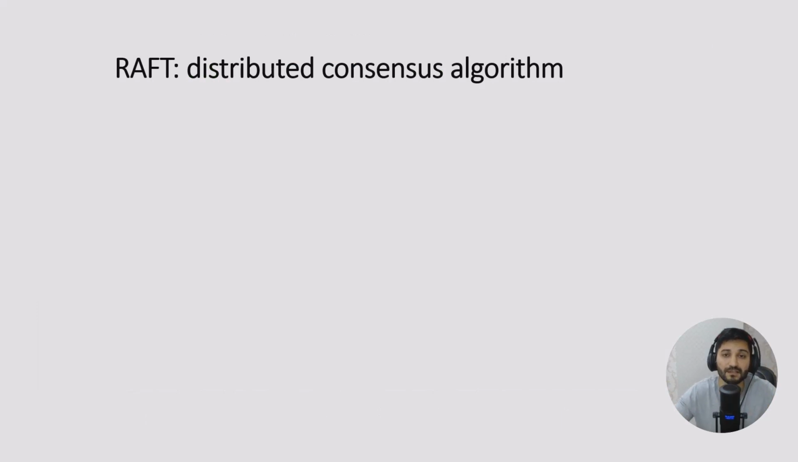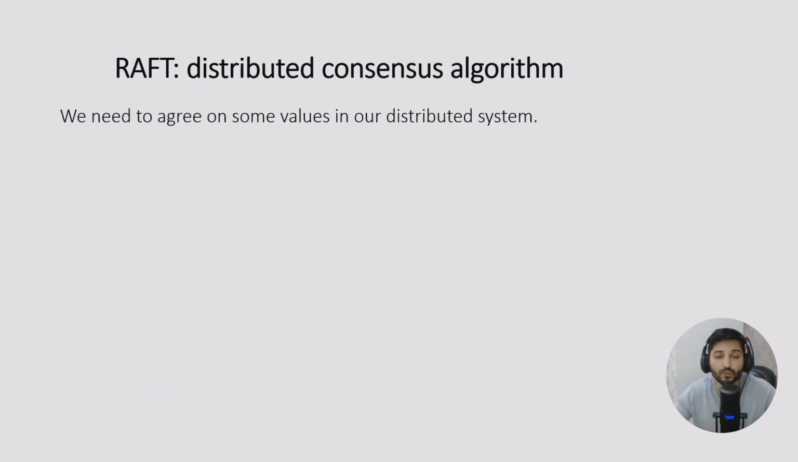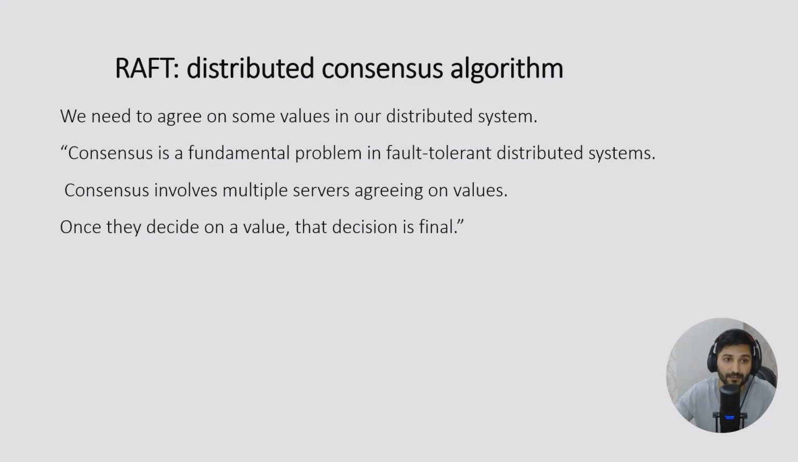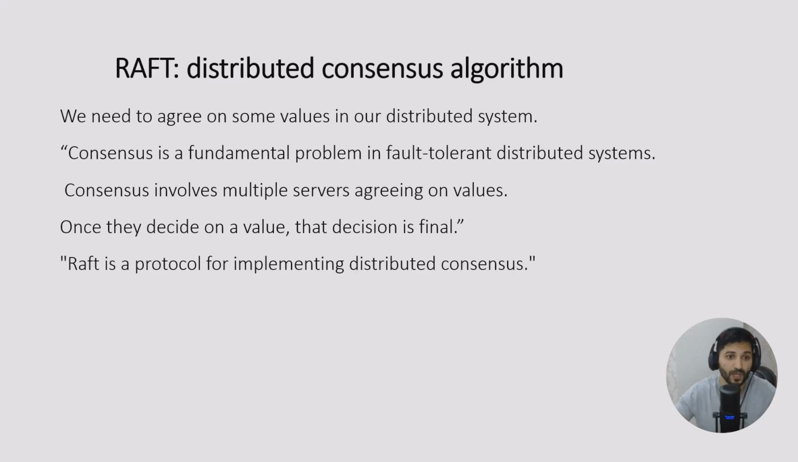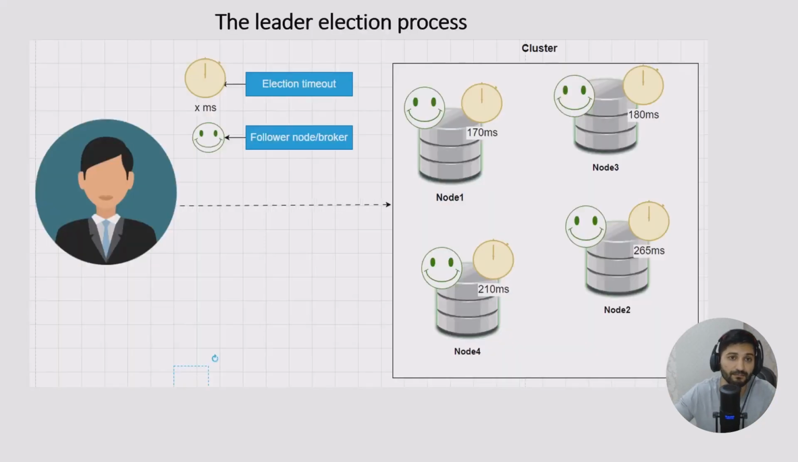So RAFT is a distributed consensus algorithm. We need to agree on some values in our distributed system. Consensus is a fundamental problem in fault-tolerant distributed systems. It means you have multiple servers and we have different values in multiple servers. We have only one single source of truth, which is called the log, but we have different logs in our different servers. So we need to understand which value is true, the latest value for us. RAFT is a protocol for implementing distributed consensus. We'll dive into details. Let's get started.